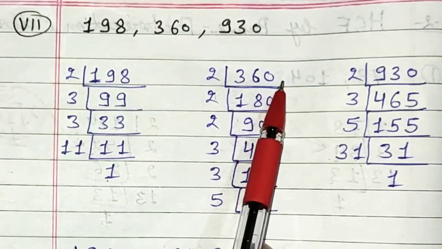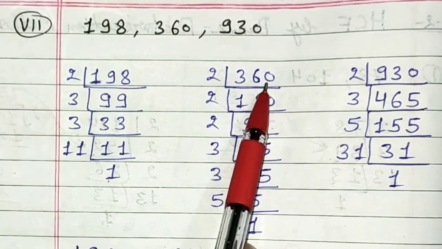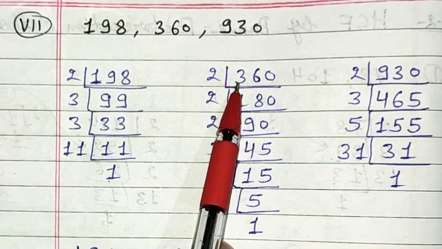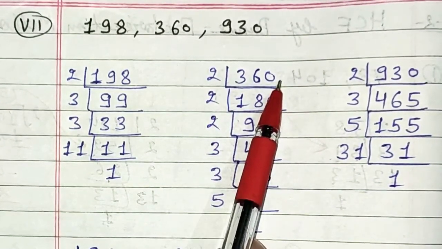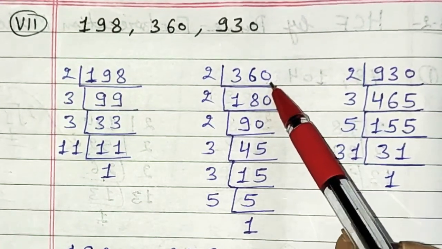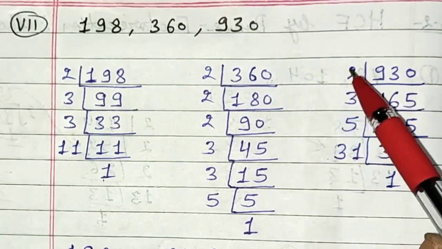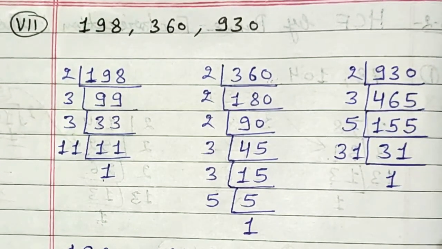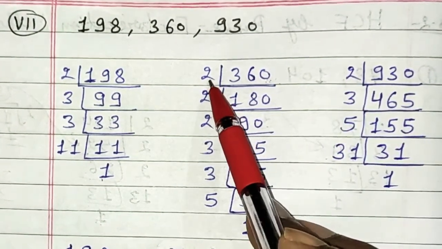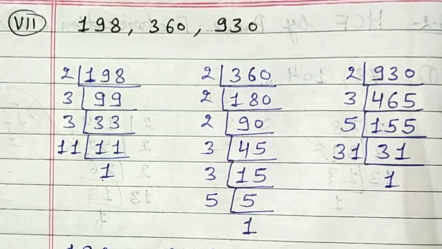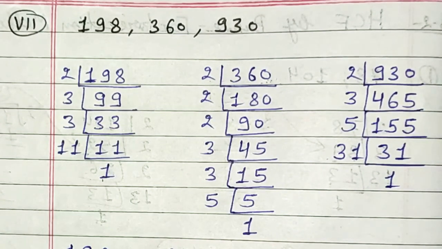Now 360, 0, that means it is an even number. So what you will do, you will divide this whole number by 2. Okay. 360 can also be divided by 5, but we will have to try to use the ascending order of the prime numbers. Okay, means first we will have to check whether the given number is divisible by 2, then we will have to move to 3, then 5, then 7. Okay, like this we will have to move.